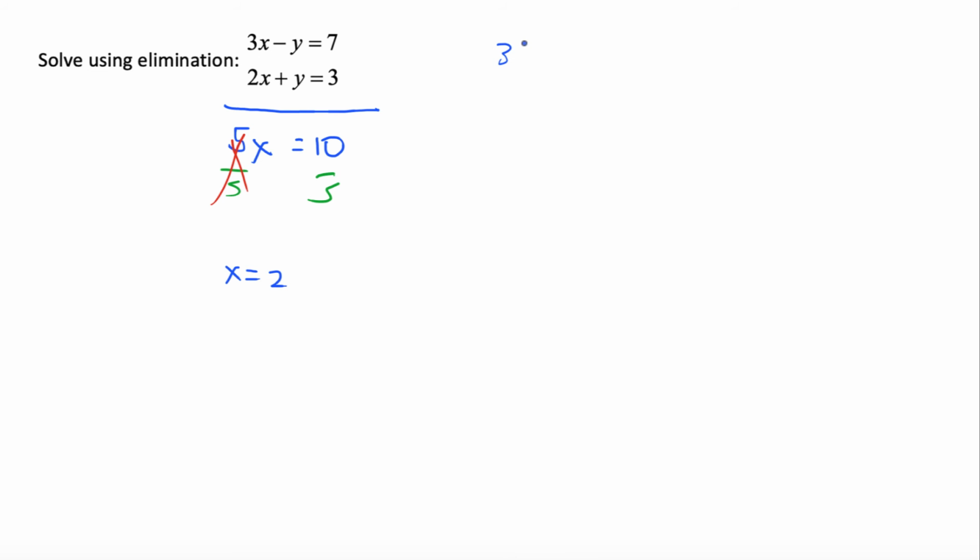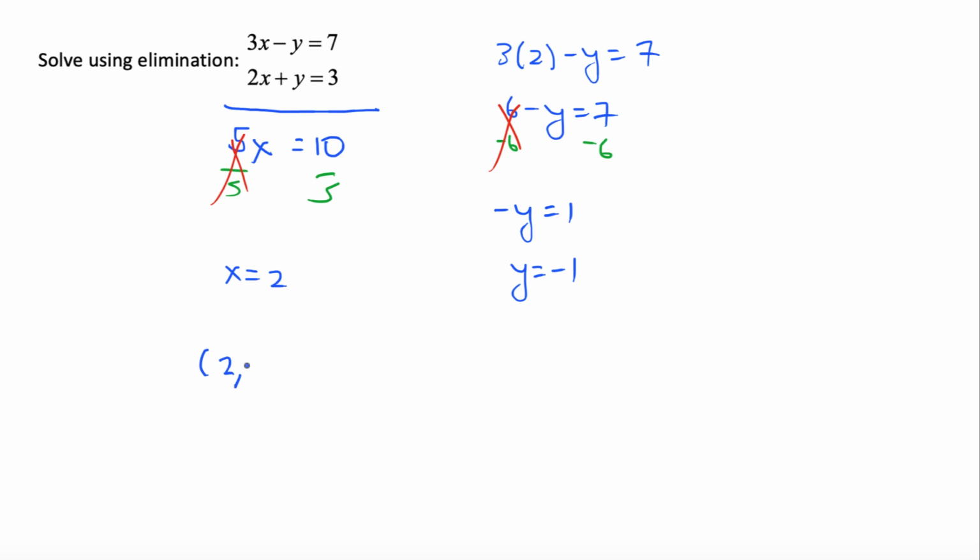If you plug the 2 into the top equation, 3 times 2 is 6. 6 minus y is equal to 7. So we can subtract the 6 from both sides. That'll cancel out the 6. So we get -y equals 1. And if we divide both sides by -1, then y equals -1. So when x is equal to 2, y is equal to -1. And that should be our solution.